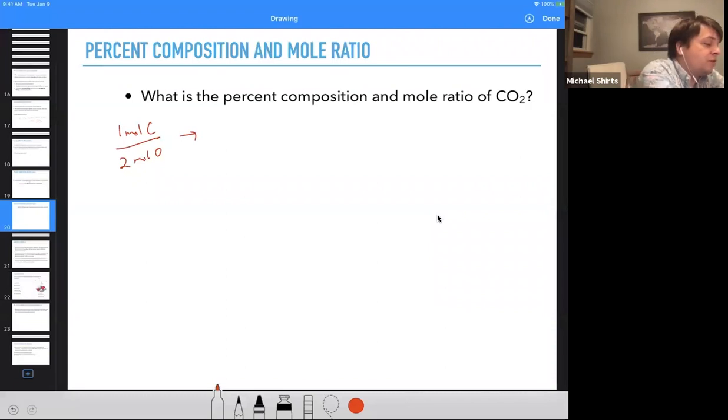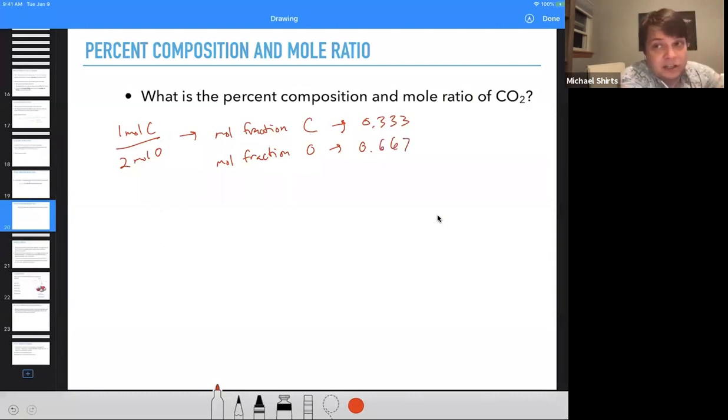So in this case, the mole fraction of C would just be 0.33, 1/3, and the mole fraction of O would be 0.667. These are actually exact numbers because CO2 is exactly that, but writing them down, you'd have to approximate when you write it down. So that's the mole fraction, the mole ratio.